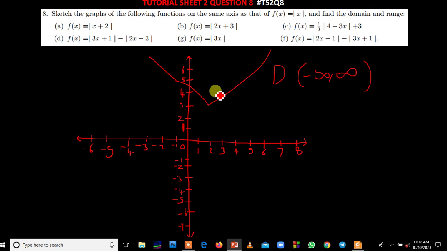And then what of the range? The range there will now start from this number, which is positive 3, going up to positive infinity. So our range will start from 3 going to positive infinity. So that is how basically you find your domain and the range for that equation. Alright, so let's quickly proceed to the next question.